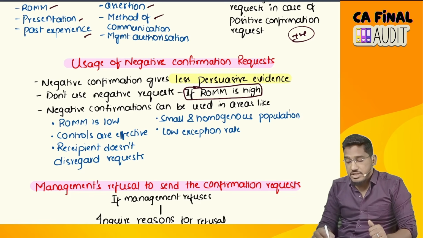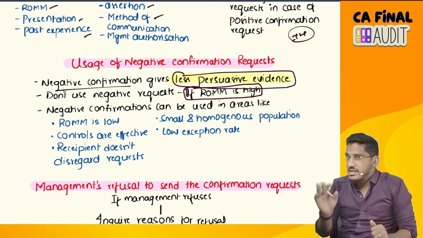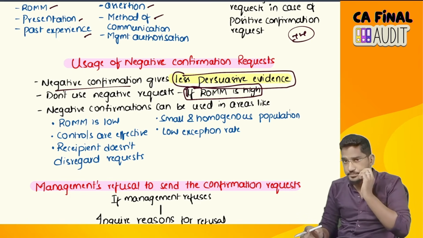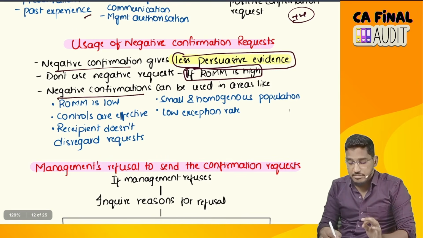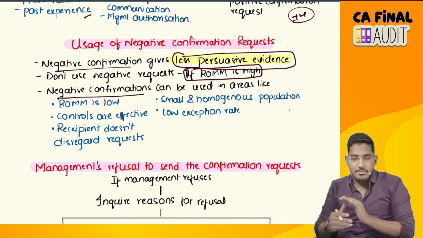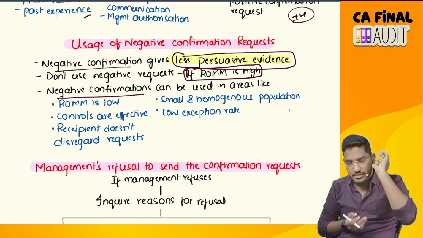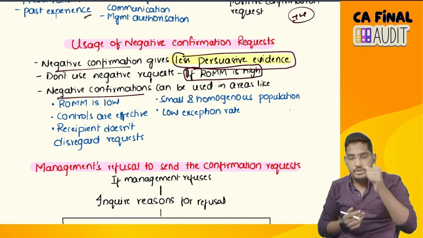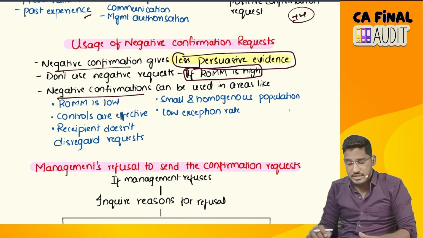Don't use negative confirmation requests if the risk is very, very high. Why? Because negative confirmation will give less persuasive evidence. It will give less convincing evidence than when compared with the positive confirmation request. And you should use negative confirmation request as a sole substantive audit procedure only in the below mentioned areas. So if you want to use negative confirmation as the only audit procedure, you can do so only when all the below conditions are met.